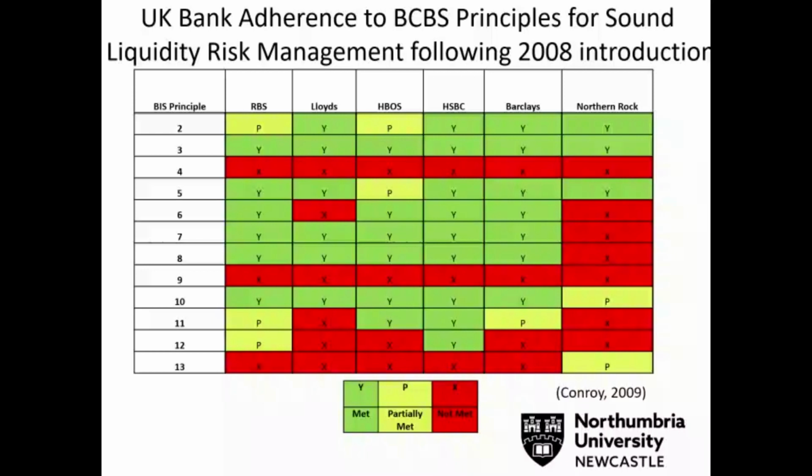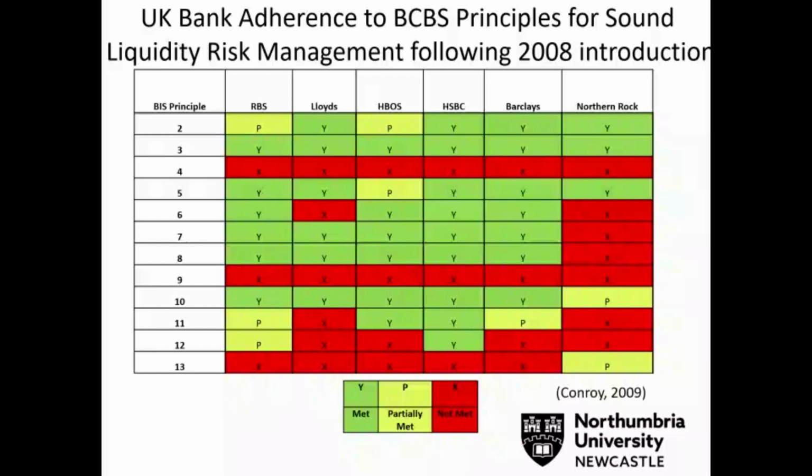In this research, the author looked at 6 UK banks and their annual reports of 2018 when these principles were introduced. And what you can see clearly is, first of all, on the right, the likes of Northern Rock, who ultimately faced liquidity crises and had to be bailed out by the UK government and subsequently sold. You can see they had numerous issues when it came to meeting these principles of sound liquidity risk management.